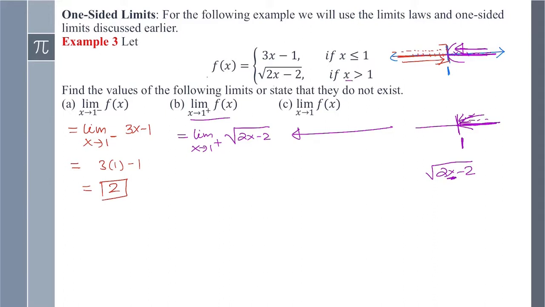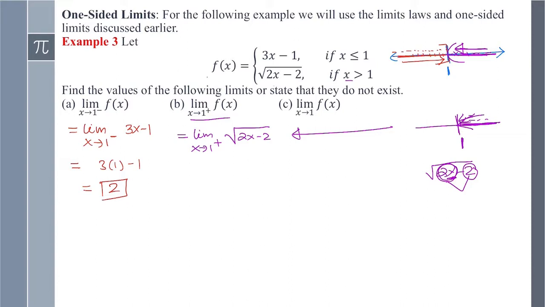That means 2 times a number which is greater than 1 gives you a number which is greater than 2. So this 2x is a number close to 2, but it's still greater than 2, so 2x minus 2 is not going to give us a negative number.